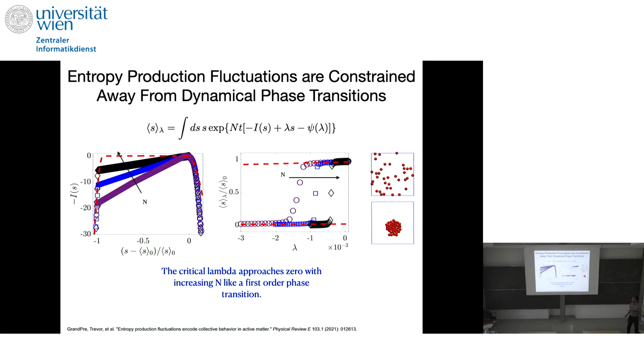But once again, it's kind of artificial. People are working on it, but you can't relate lambda to a real bona fide variable like you can with the free energy, like changing the temperature or something. So all it's telling you about is the rare behavior and what type of physics, or in this case, dynamical phases, are within the fluctuations.